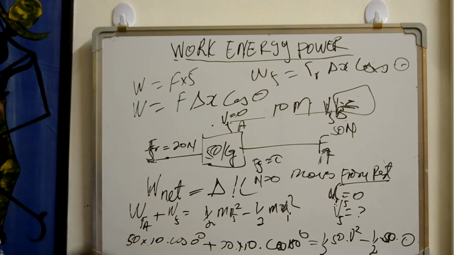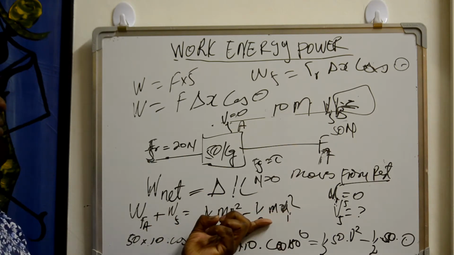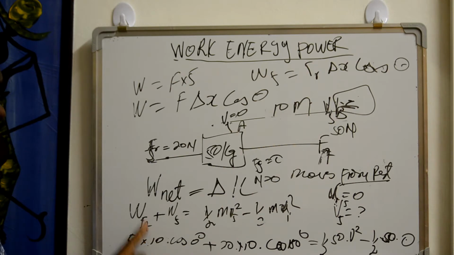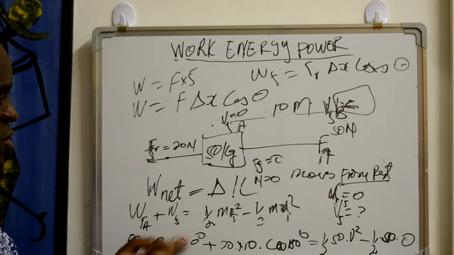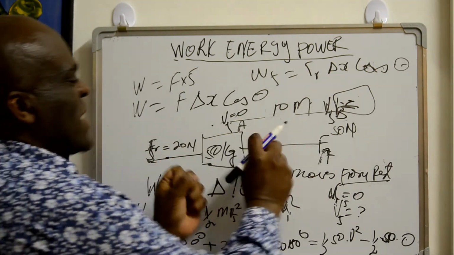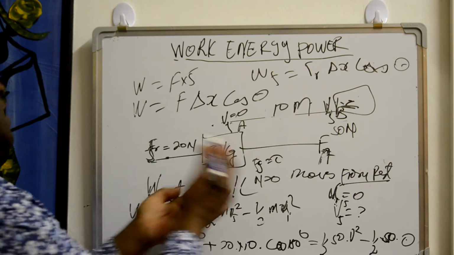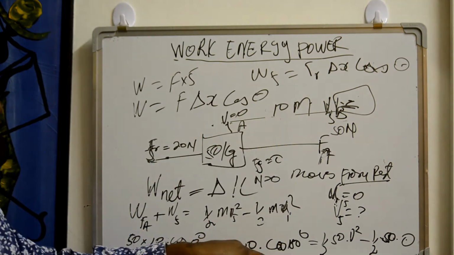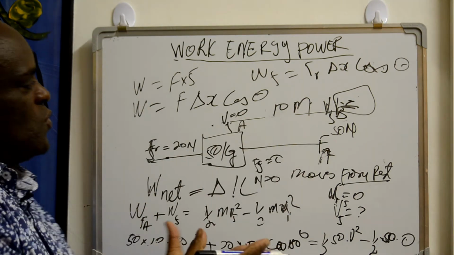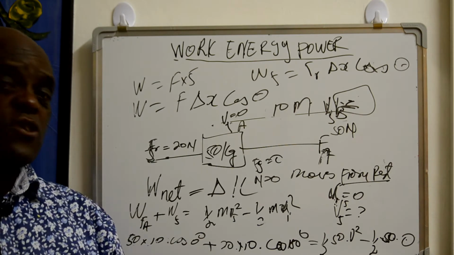So when I try to get that velocity, the net work is the work by the applied force plus the work by the friction, which is half mv squared minus half mv squared. You know this formula, yeah? Then what is my force applied? It's 50 times delta x cos 0. Why do I say cos 0? Because this box is in the direction of motion. Why do I say cos 180? Because the friction is in the opposite direction. That's why you get a minus sign. That's how you do it.